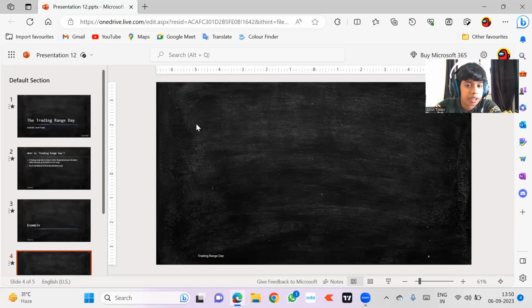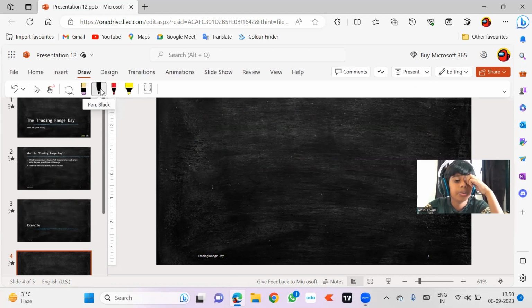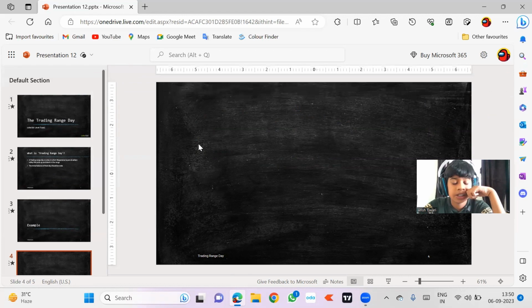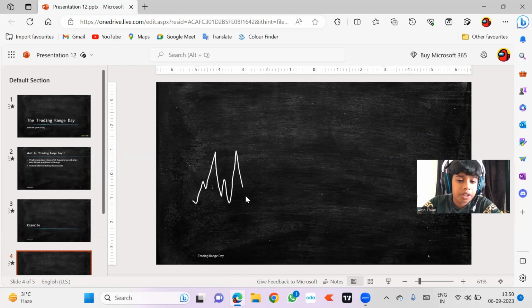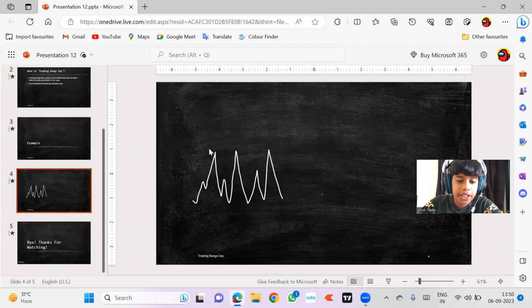I'm going to do this. So a trading range day is a day where the markets open, for example, with some movement around, up and down. Let us look at the second point here. The initial balance of that day should be wide. So let me draw a wide initial balance.